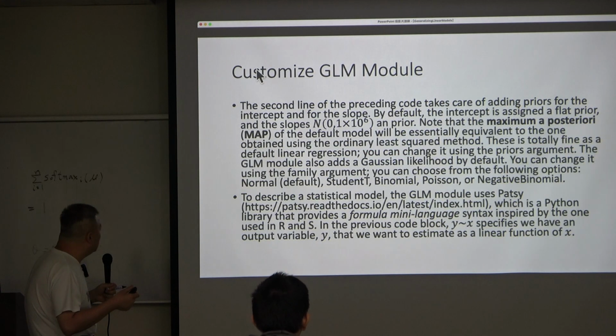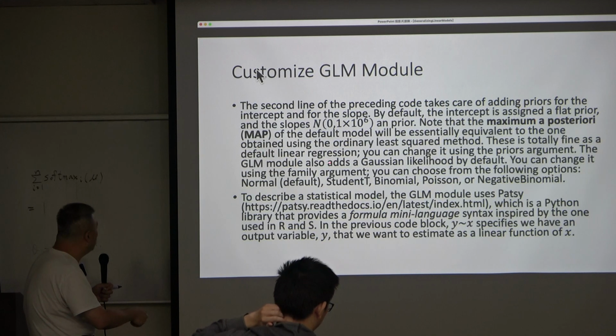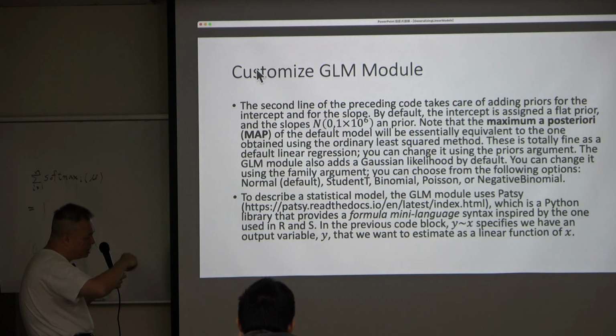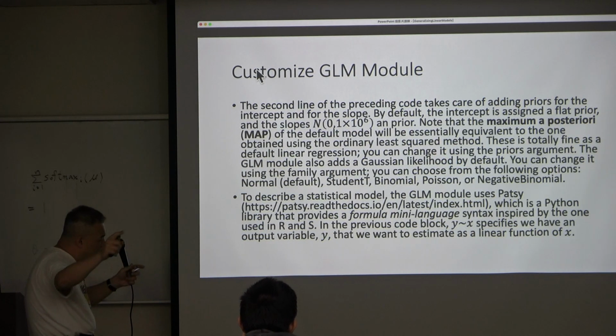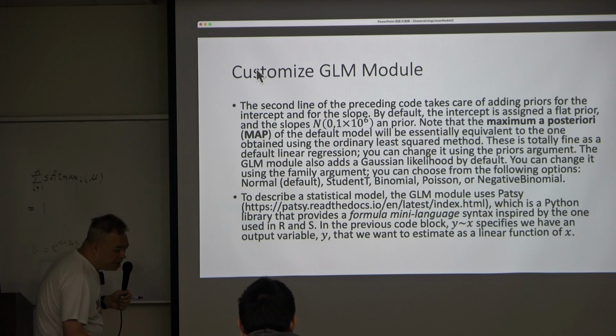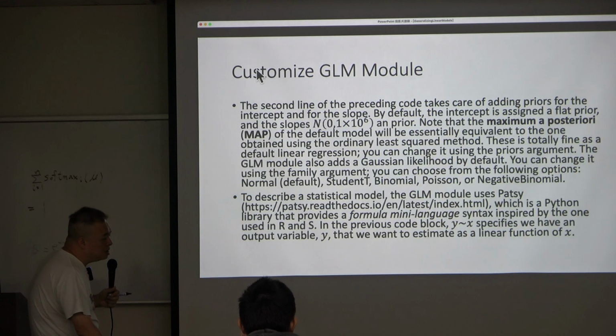The GLM module also adds a Gaussian likelihood. So you will apply the Gaussian likelihood to your linear combination by default, and you can change it using the family argument. Because the Gaussian likelihood obviously works for simple linear regression or multiple linear regression, but it may not work for, for example, logistic regression or even softmax regression.